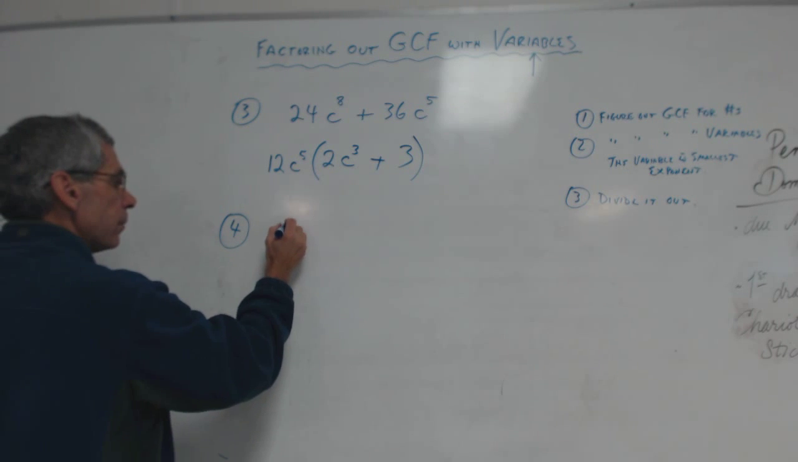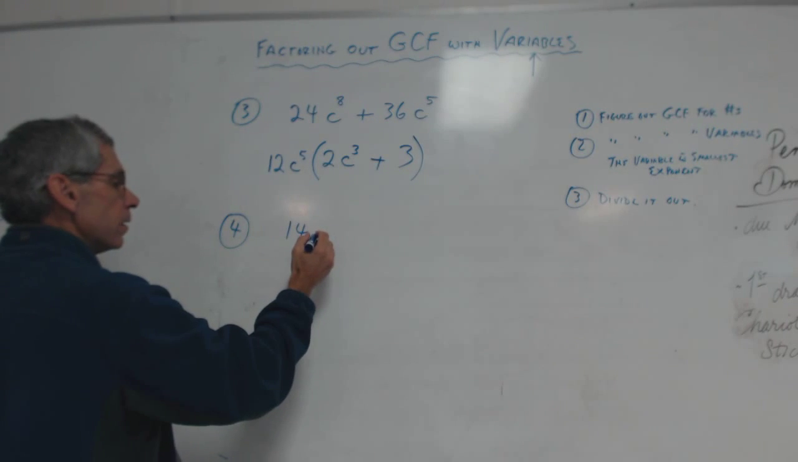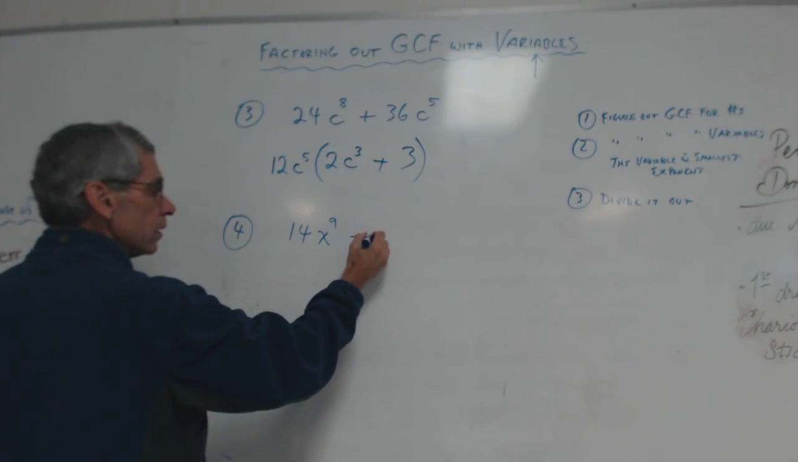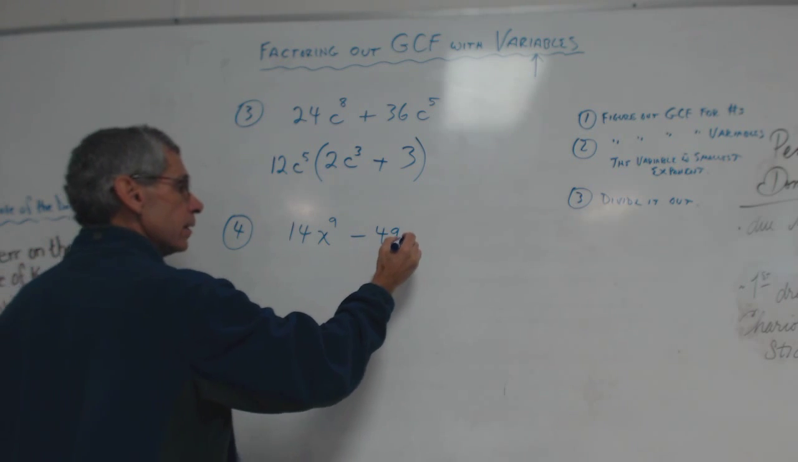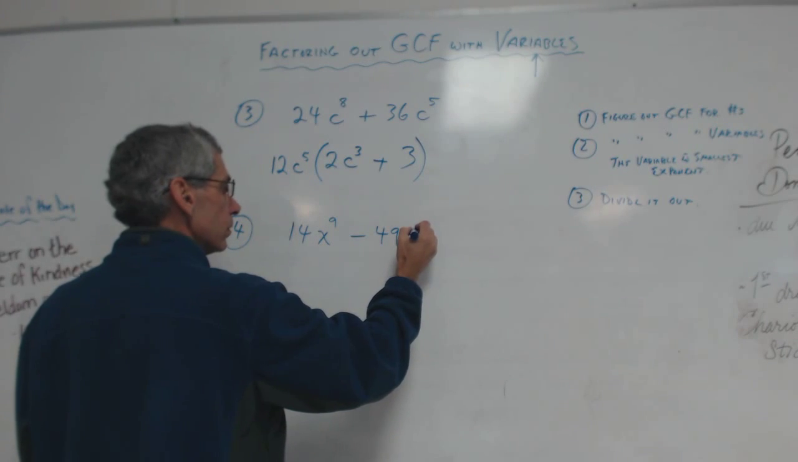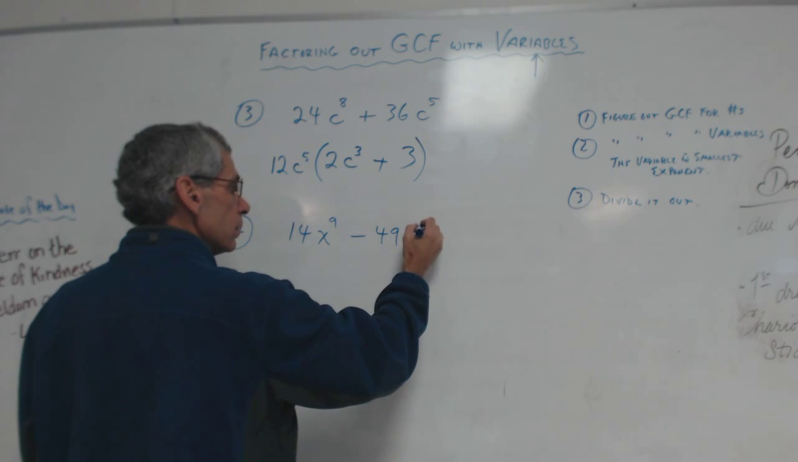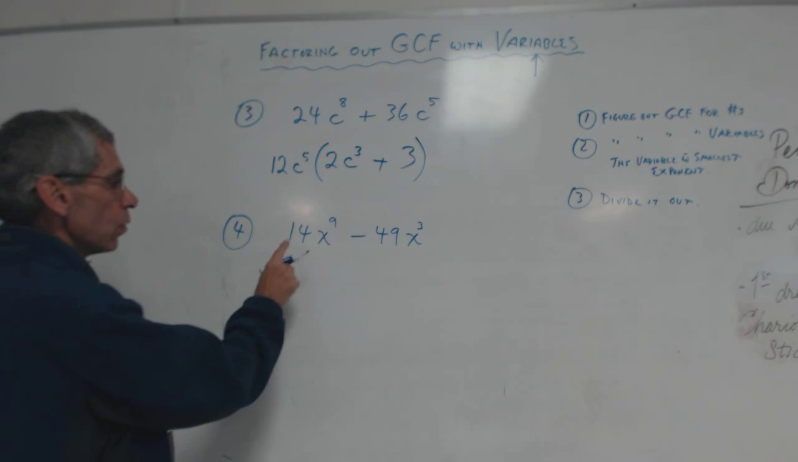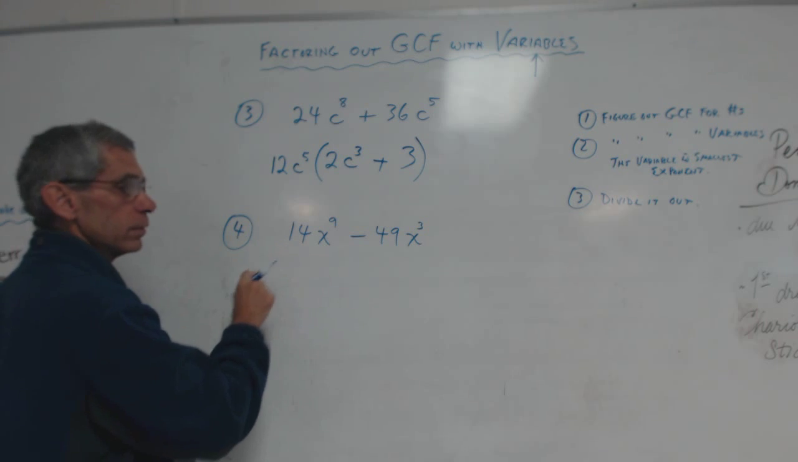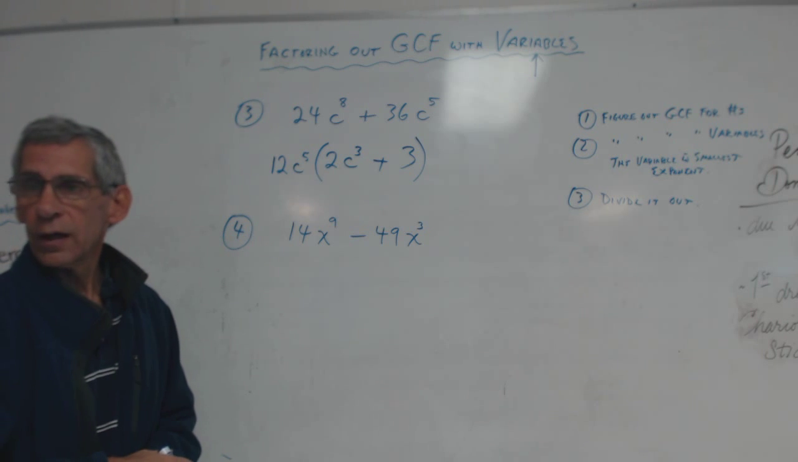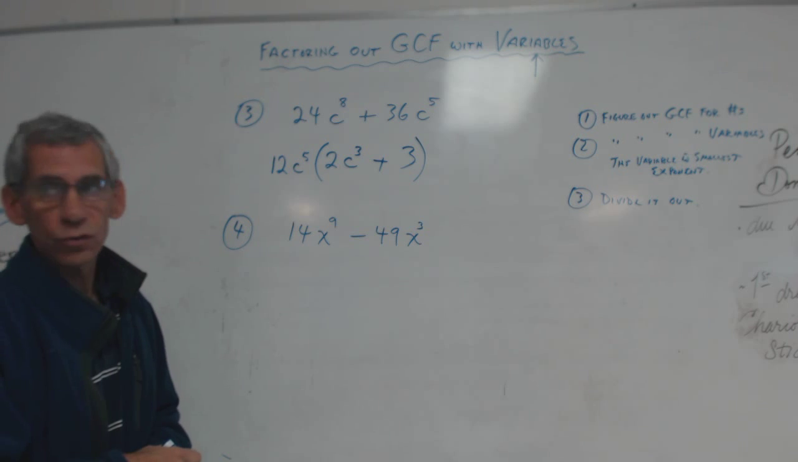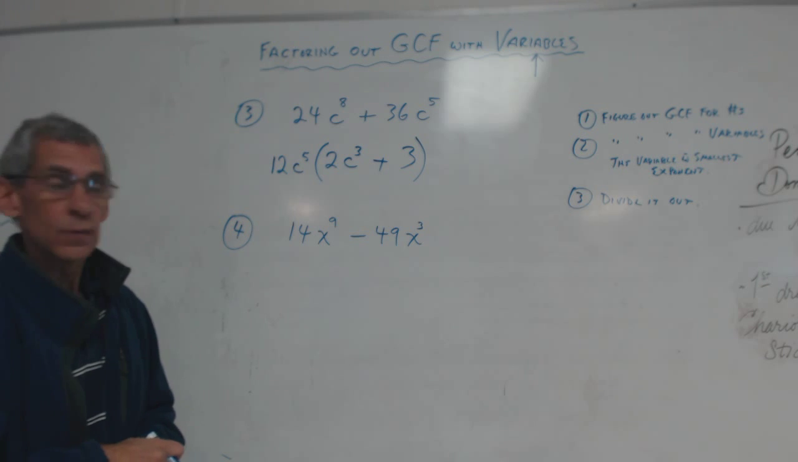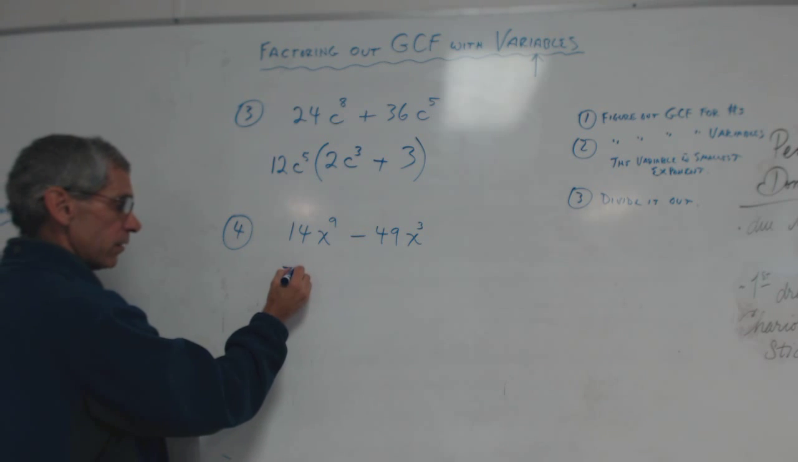How about 14x to the 9th minus 49x to the 3rd? Calculator time. What goes into 14 and 49? 7. 14 is 2 times 7, and 49 is 7 times 7. So I'm going to take a 7 out.